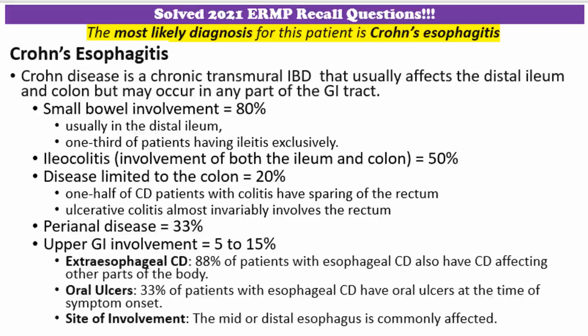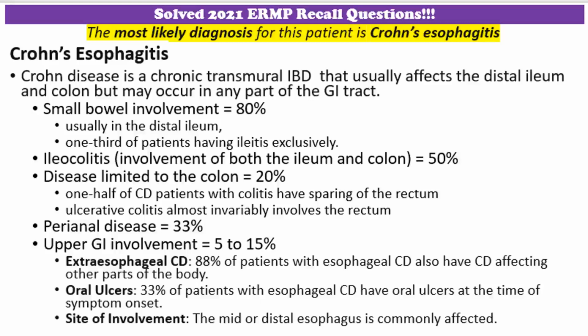Approximately 50% of patients have ileocolitis, which refers to involvement of both the ileum and colon. Approximately 20% have disease limited to the colon. In contrast to rectal involvement in patients with ulcerative colitis, 1/2 of Crohn disease patients with colitis have sparing of the rectum. Approximately 1/3 of patients have perianal disease.